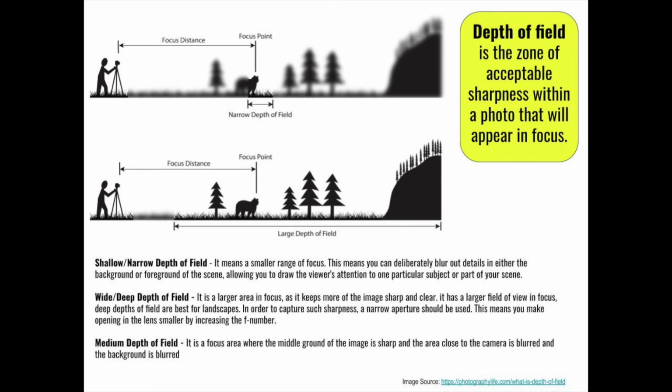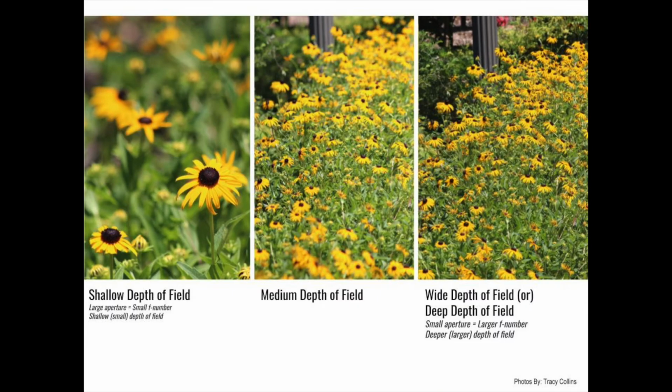Aperture controls depth of field. Depth of field is the zone of acceptable sharpness or focus within a photograph. The aperture is the function on the camera that allows the photographer to choose what is in focus and what is not. Shallow depth of field means that a smaller area is in focus. Wide or deep depth of field means more of the image is sharp or clear. And medium depth of field is just that, right in the middle of shallow depth of field and wide depth of field.